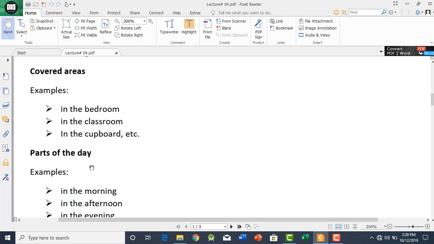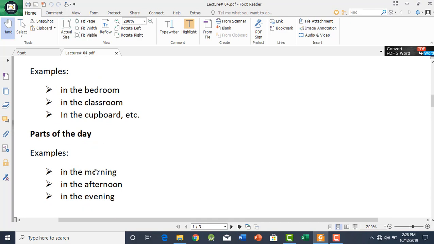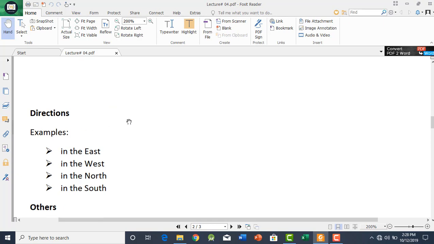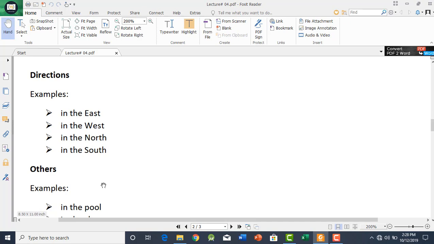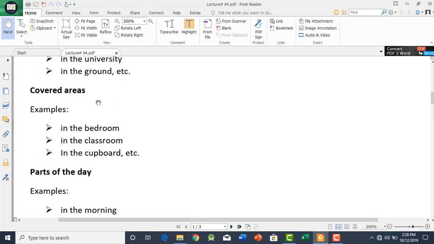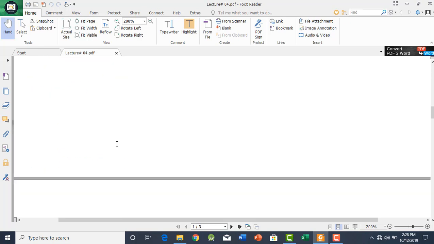Another one is the parts of the day. When we are going to talk about the parts of the day, for example, we have done something in the morning, in the afternoon, or in the evening. Another important situation is when we are going to talk about directions. So again, in is used in that situation as well: in the east, in the west, in the north, in the south.